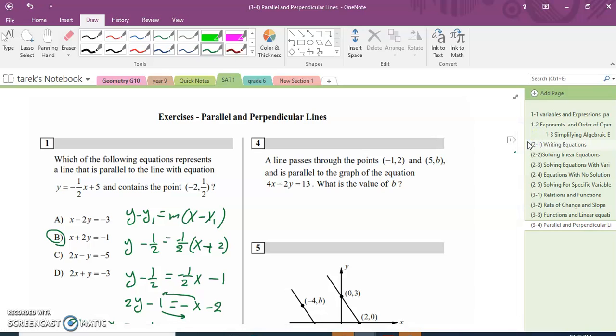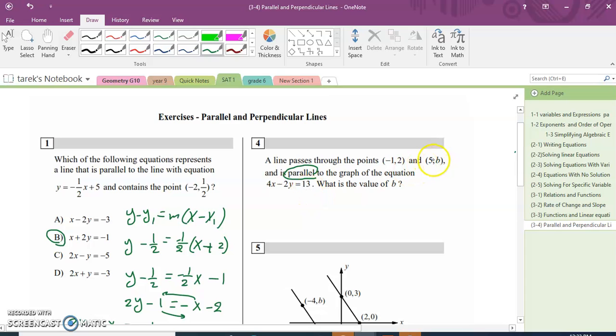Number 4, a line passes through the points (-1, 2) and (5, b) and is parallel to the graph of the equation 4x - 2y = 13. What's the value of b? Again, it's parallel. It means the line passes through this point parallel to the line with the equation 4x - 2y = 13. So if you get the slope here and the slope here, these two slopes will be equal, right?